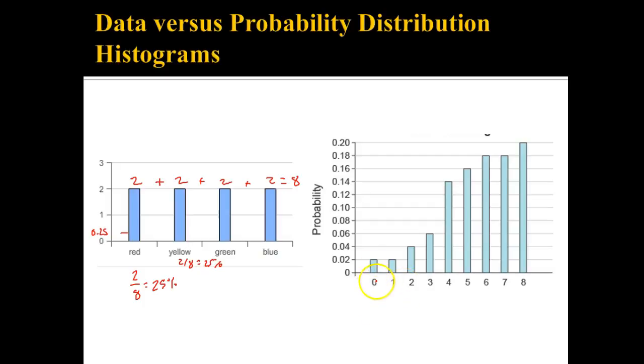And so the probability of not losing any socks is only 2% there, and the probability of losing 1 sock is also 2%, but the probability of losing 7 socks in a single load, that's really high. That's 18%, and if you ever do any laundry, you know that's true. Okay, so 2 different kinds of histograms. You're going to see both, so just get ready for it.